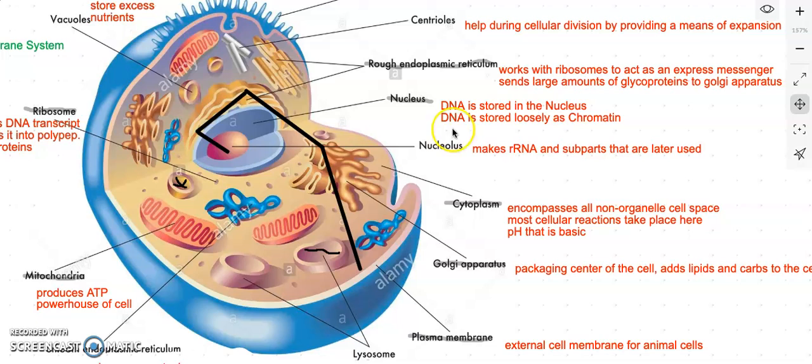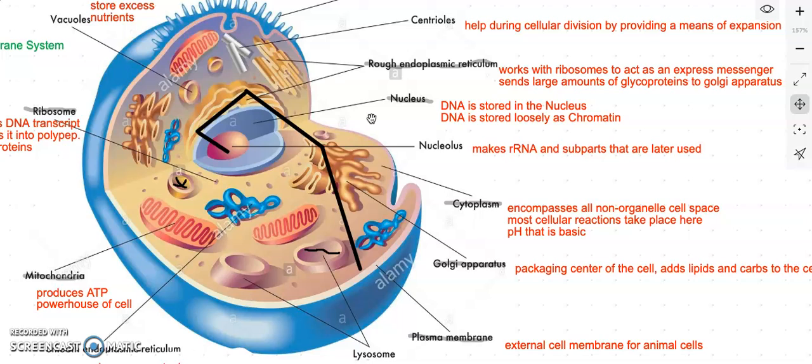The second so-called organelle that's important is the cytoplasm. It's considered the biggest organelle because it encompasses all the space surrounding the other major organelles. It's considered a non-organelle cell space, and it has a pH that's basic, so it allows for most cellular reactions to occur.